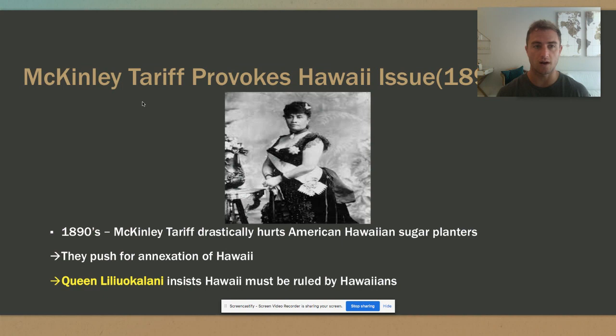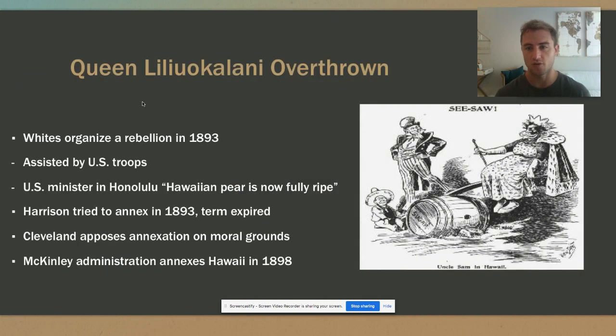And so our rich Americans living in Hawaii are going to start to push for the annexation of Hawaii. But of course, there's a problem with that. We have a monarch of Hawaii, Queen Liliuokalani, who says, no way, Hawaii needs to be run by Hawaiians. We have a government here. We have a monarchy here. We have something in place. There's no need to join the United States. And so the United States is going to use imperialism to overthrow Queen Liliuokalani.